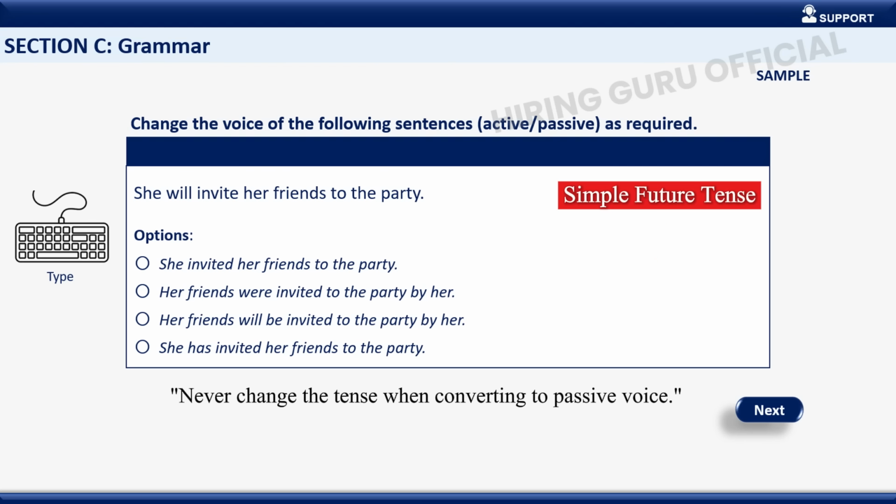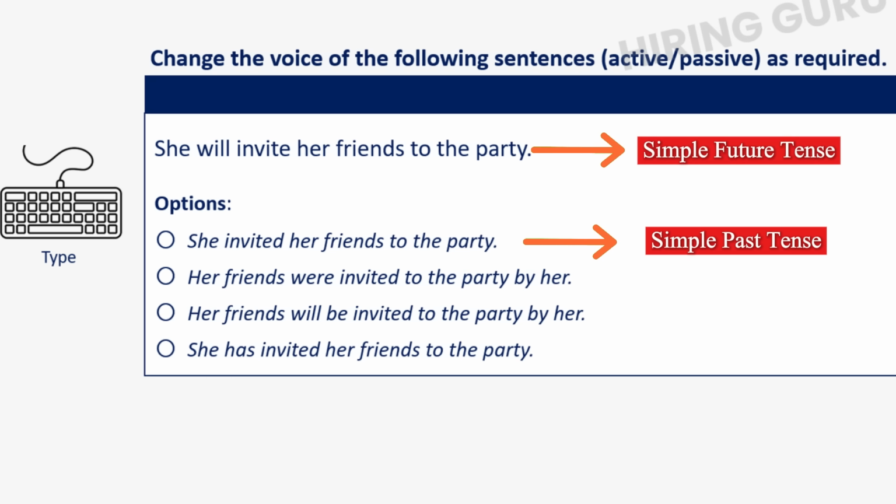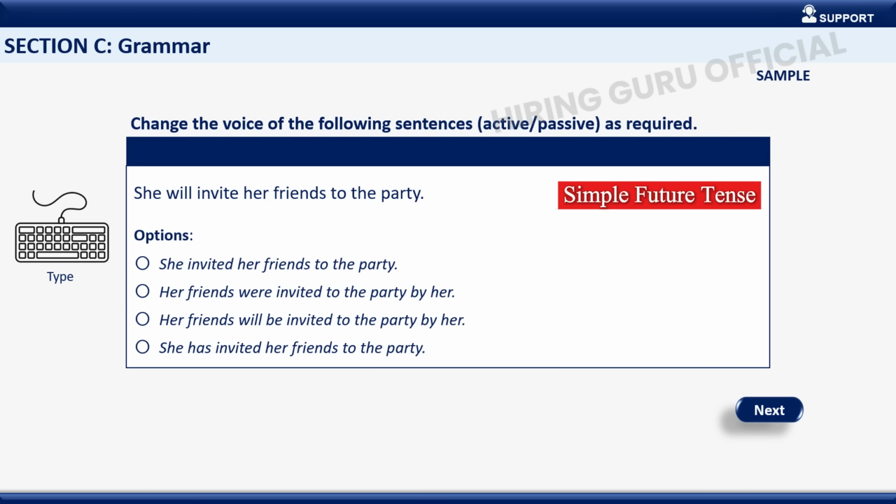Now, if we look at the given options, option 1 says she invited her friends to the party. Again, the sentence says she invited her friends, which means it is in simple past tense. But our original sentence is in the simple future tense. So this can't be the correct answer. And the same is the case with option 2 and option 4, which are also in a different tense. So all these options are incorrect. This means the correct answer, which of course matches the tense of the active voice sentence, is option 3. Her friends will be invited to the party by her. I hope this explanation clears up your doubt.